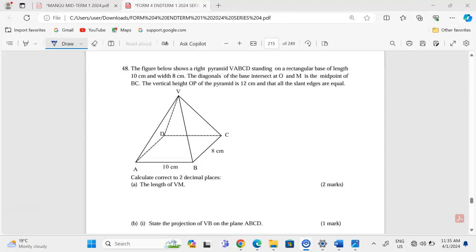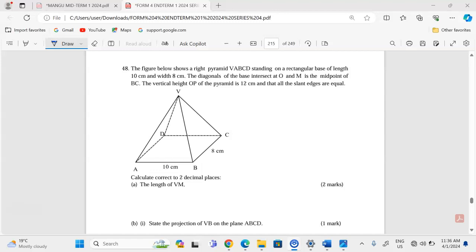We're going to discuss Mathematics Paper 2, Three-Dimensional Geometry. In number 48, we are told that the figure below shows a right pyramid, VABCD, standing on a rectangular base of length 10 centimeters and width 8 centimeters. The diagonals of the base intersect at O, and M is the midpoint of BC.